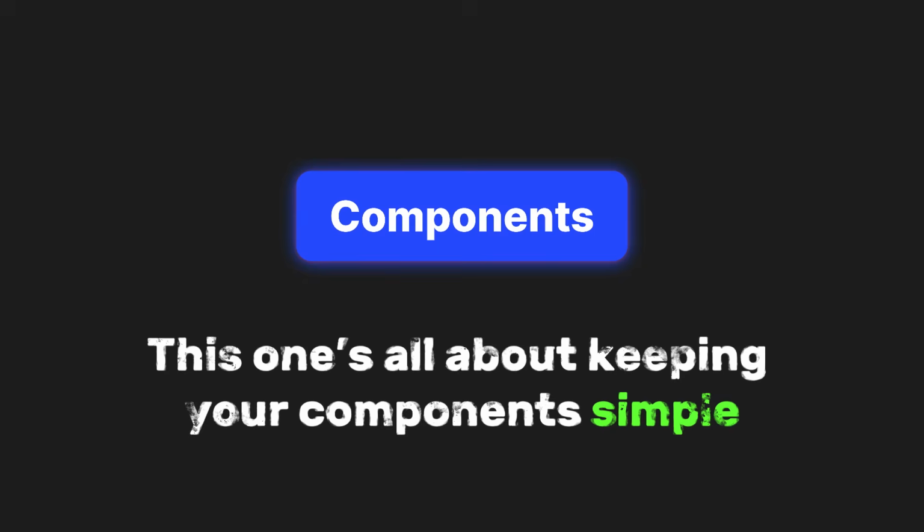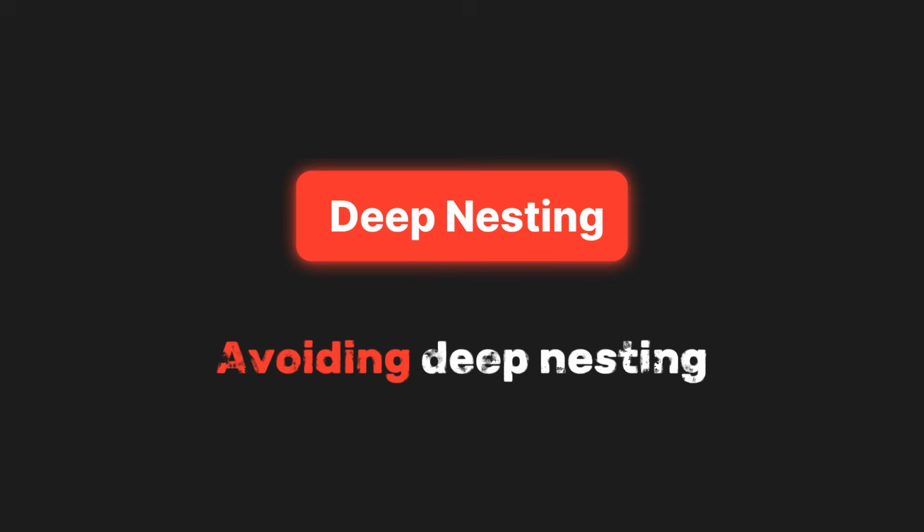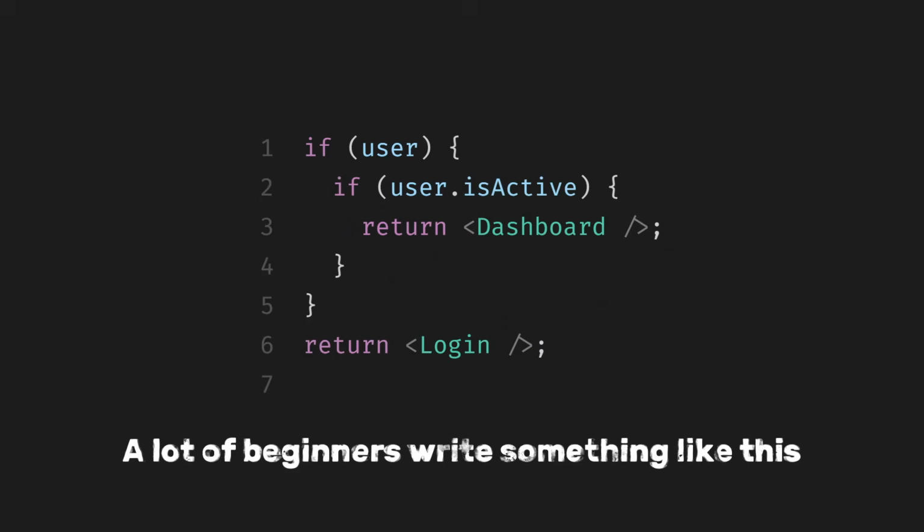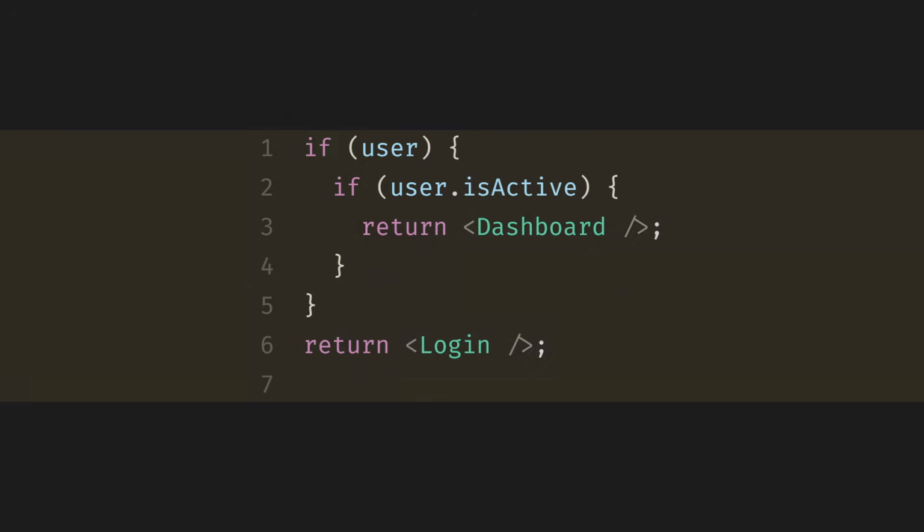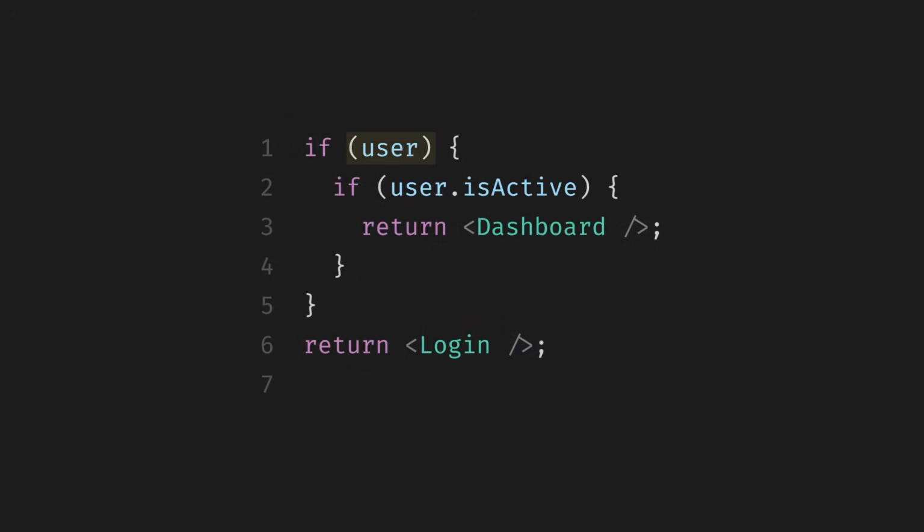Next, let's talk about early return. This one's all about keeping your components simple and avoiding deep nesting. A lot of beginners write something like this. In this example, we're checking if the user exists first, meaning the user is logged in. Then, inside that, we check if the user is active. If both conditions are true, we show the dashboard component.